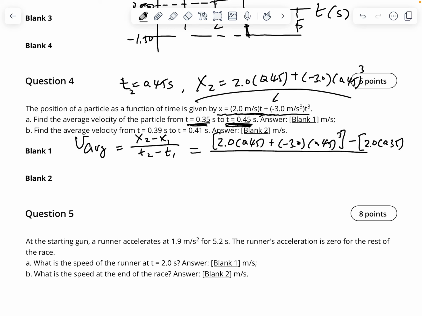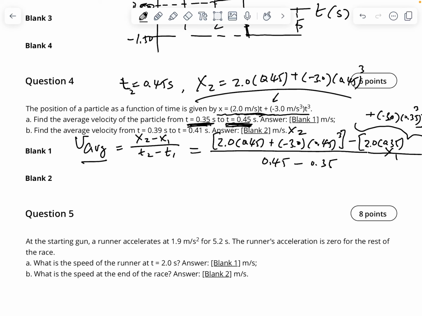Okay, so this is x2 minus x1, 2.0 times 0.35, let me write here, plus negative 3.0 times 0.35 cubed. Okay, so this is x2, this is x1, right? Bottom here is t2 minus 0.35. All right, use a calculator, calculate this out. This is the average velocity from 0.35 seconds to 0.45 seconds. Okay, all right, so this is the first question.